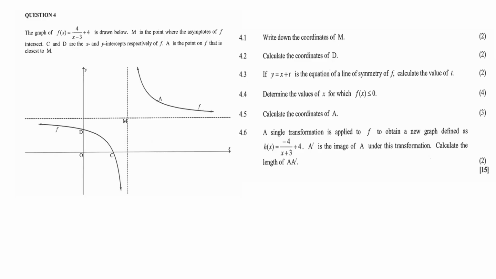Here, the graph of f(x) = 4/(x - 3) + 4 is drawn below. Obviously, you should immediately recognize a hyperbola. So please remember that, the hyperbola. M is the point where the asymptotes of f intersect. C and D are the x and y intercepts respectively of f. A is the point on f that is closest to M.